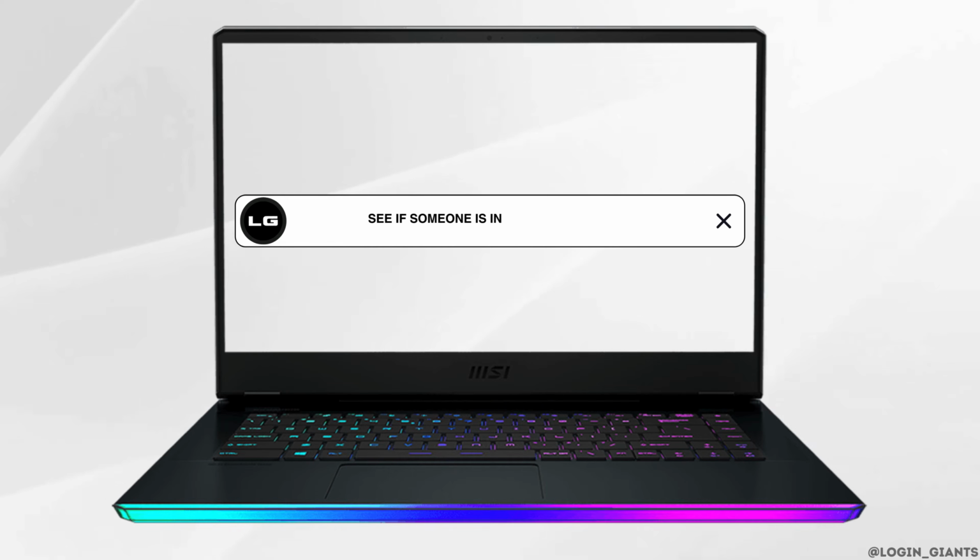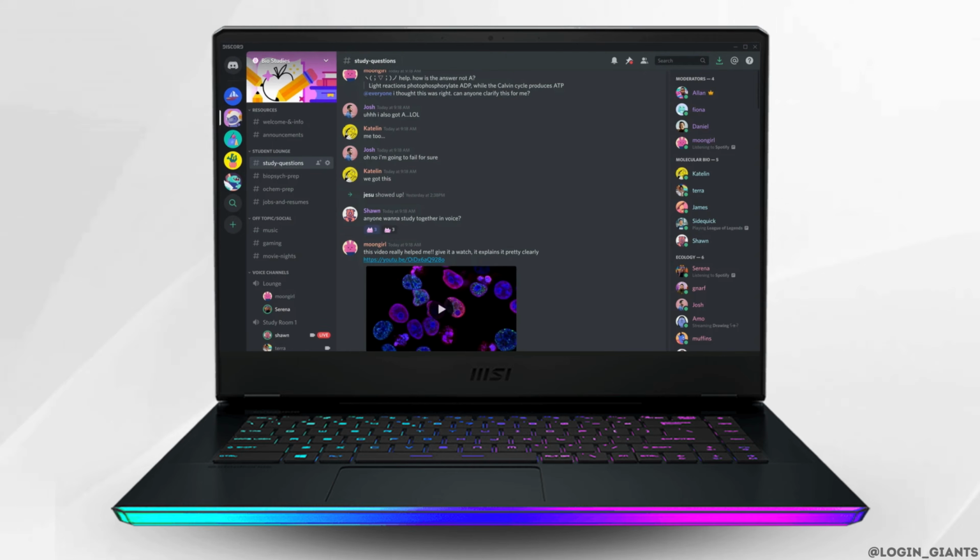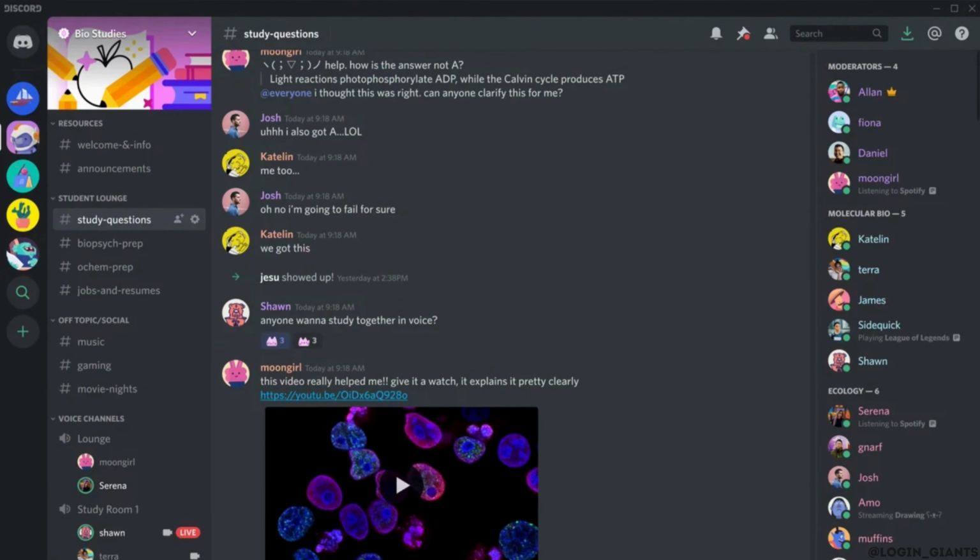How to see if someone is invisible on Discord. The very first thing you want to do is to head over to your application Discord and make sure you are logged into a specific account.